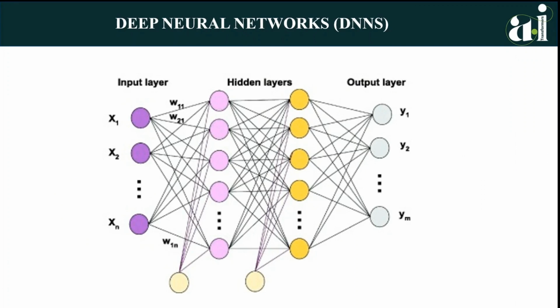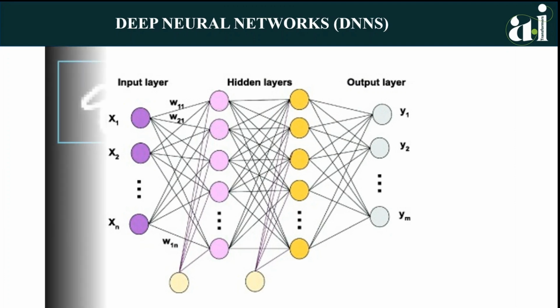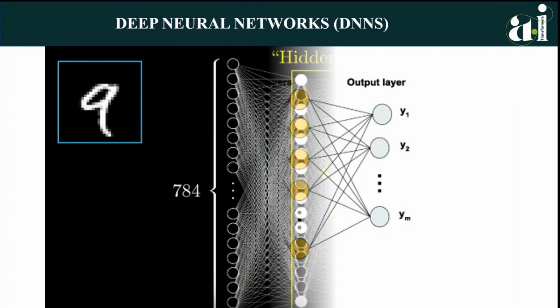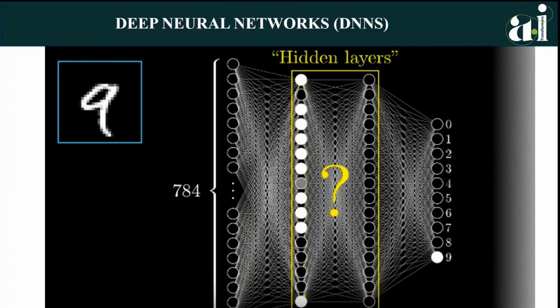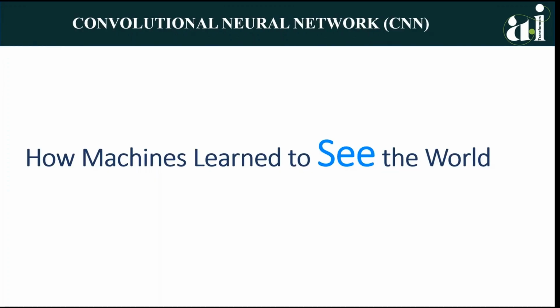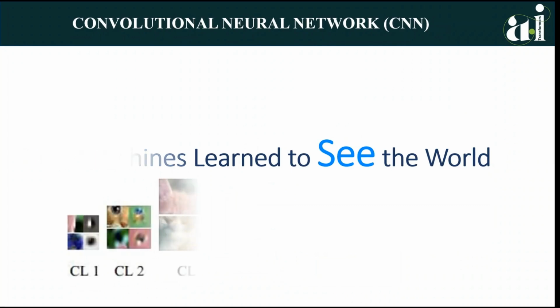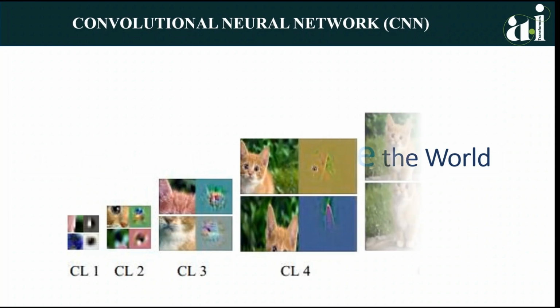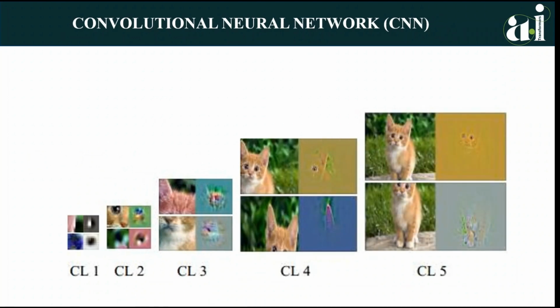When we stack multiple perceptrons together, we get a deep neural network. Each layer learns to extract increasingly complex features from the data. The multi-layered structure allows the network to tackle complex tasks like, for example, handwriting recognition or image classification. Let us now learn how machines learn to see the world, or more about convolutional neural networks. Going forward, we'll be referring to it as CNN.